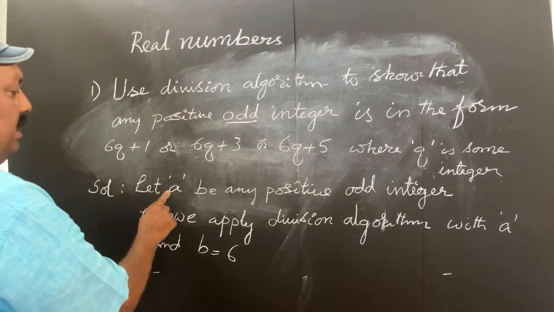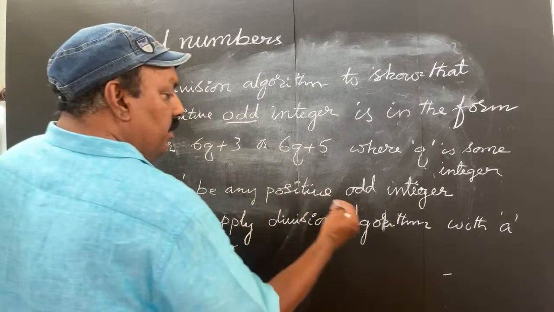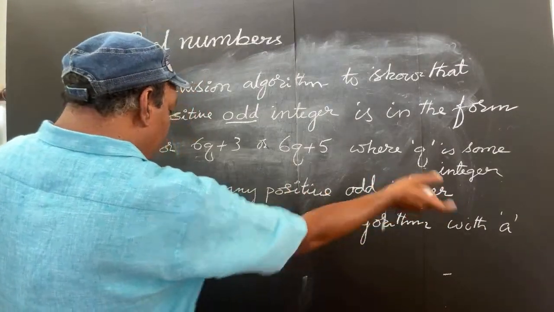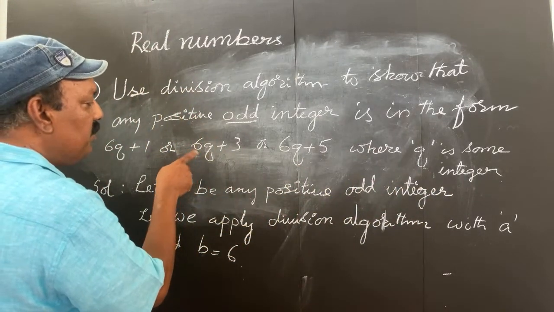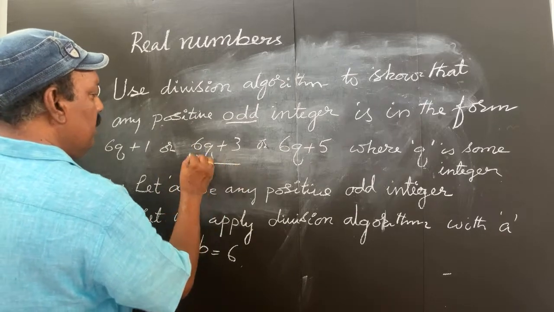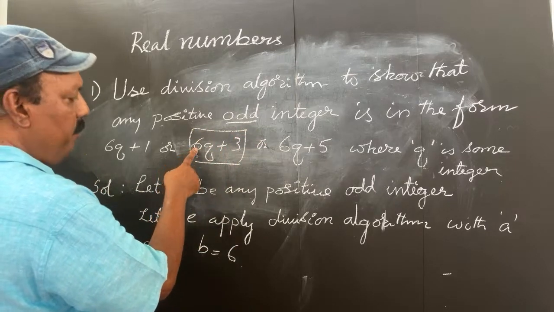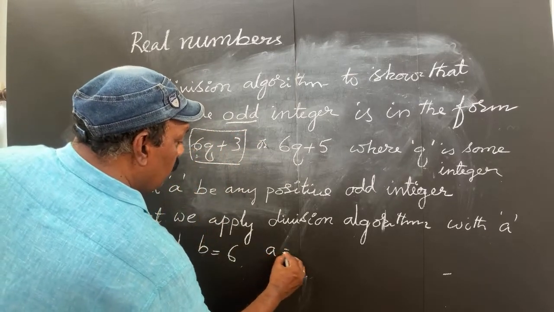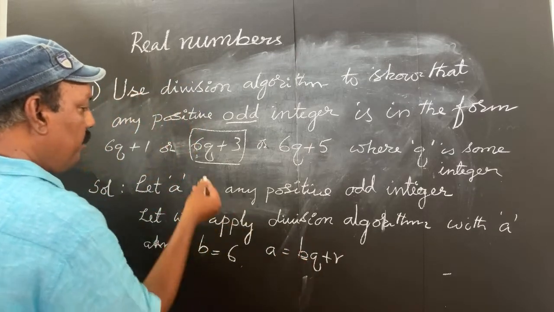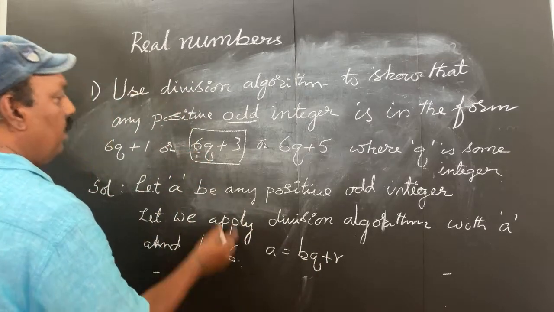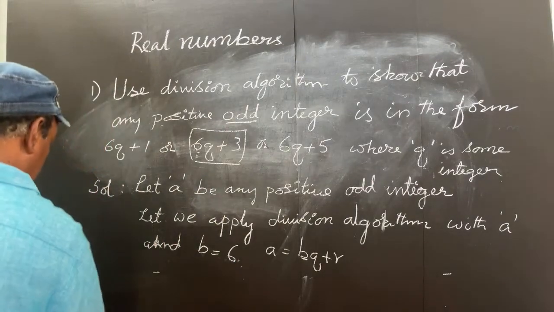The first step is: let a be any positive odd integer. Step number 2 is: let me apply the division algorithm with one integer a, another integer b. That b is having a certain value. Why is b having the value 6 here? I will show it in the question itself. You can see in the question, 6 cube plus 3. That means 6 is in the place of b. a is equal to b cube plus r. In the place of b, 6 is there. That power 6 is the b value here. So now we'll go on to step number 3.